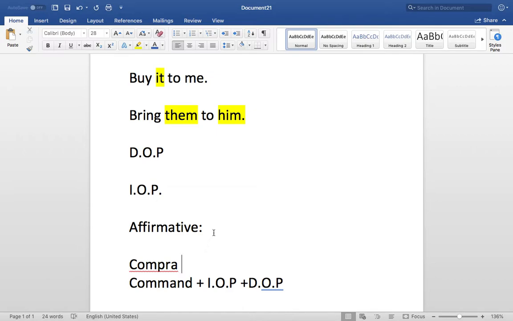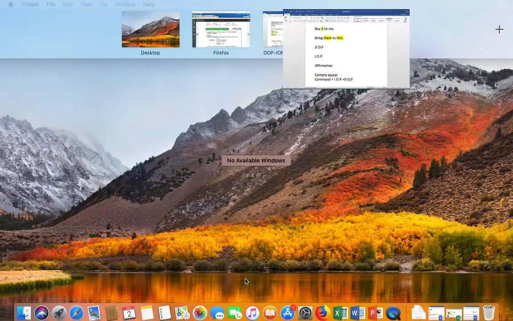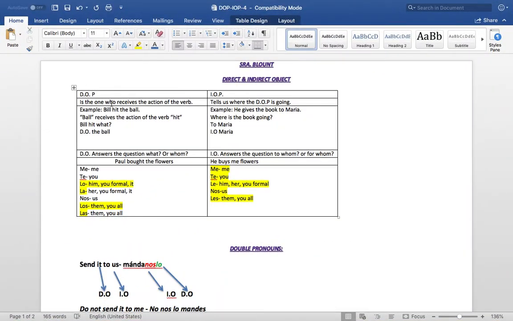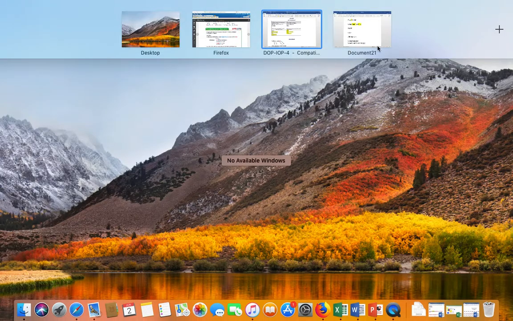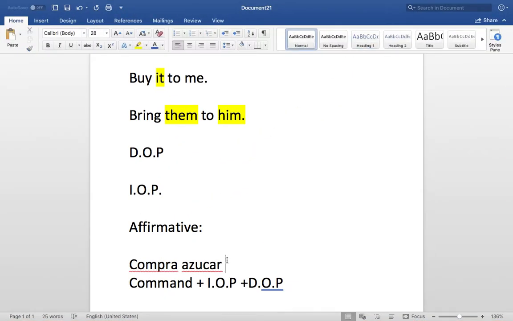Then how do you say sugar in Spanish? That will be azúcar, all right? Azúcar is feminine, so you're going to replace azúcar with the direct object pronoun. We go back here, direct object pronoun, because azúcar is an object. So azúcar, you're going to replace it with what? With la, perfecto, la. You cannot say buy it the sugar to me. It's buy it or buy sugar, not both.